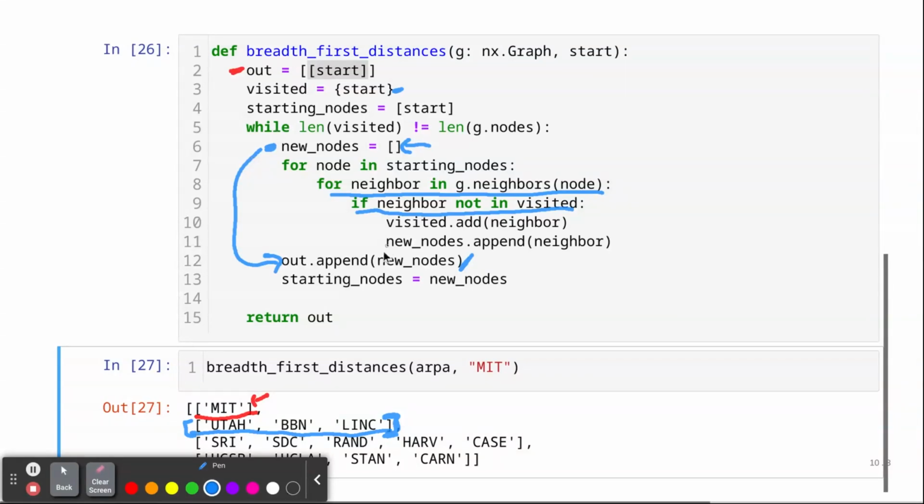Then, before we begin the next iteration, what we have to do is say, okay, I'm done examining MIT and all of its connections. And remember, that's what starting nodes was to begin with. I'm done with MIT. Now I need to consider all of the nodes that are connected to any of these guys. So I'm going to say starting nodes is again equal to that list of new nodes. So now when I get back up, I have a fresh set of new nodes that I'm about to discover, but I can go ahead and iterate over Utah, consider all of its connections, BBN, consider all of its connections, and Lincoln, and consider all of its connections.